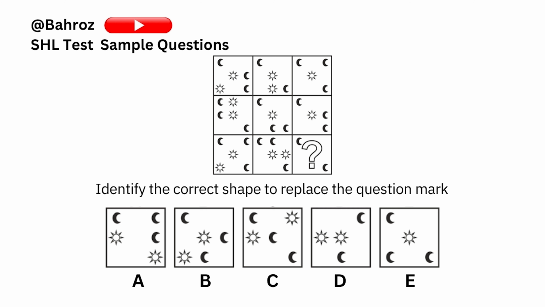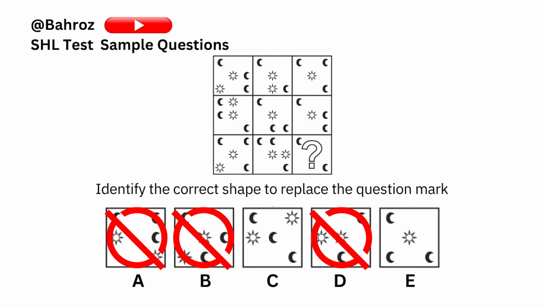Last sample question. Let's start by picking one shape and finding a standard or common behavior for that shape across all blocks. Here I pick the moon shape first. One thing that is constant is that there is always a moon shape in the blocks in the top left and bottom corner, which means we can eliminate option A as it doesn't have a moon shape in its bottom right corner. Similarly, we can eliminate B and D, so we are left with C and E.